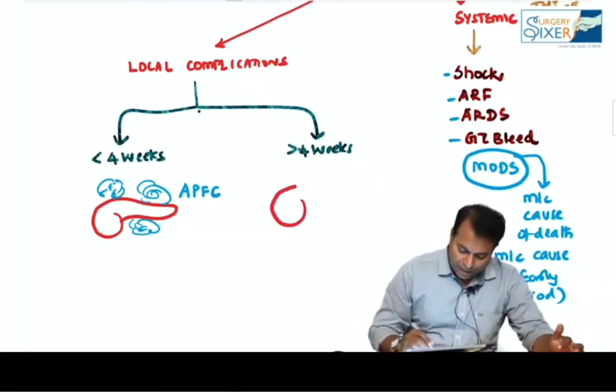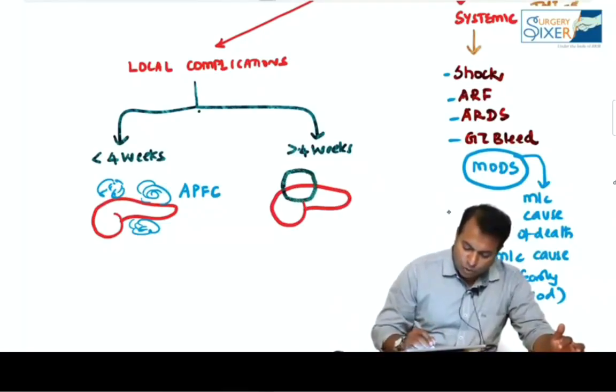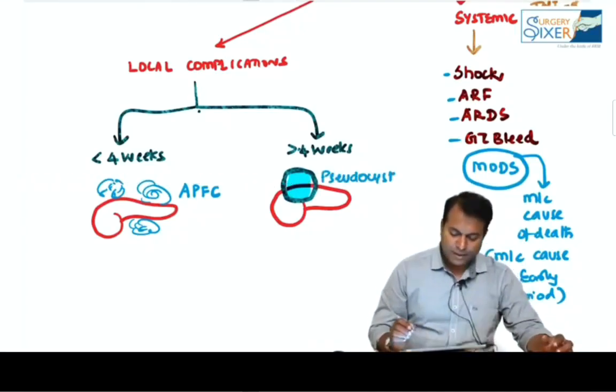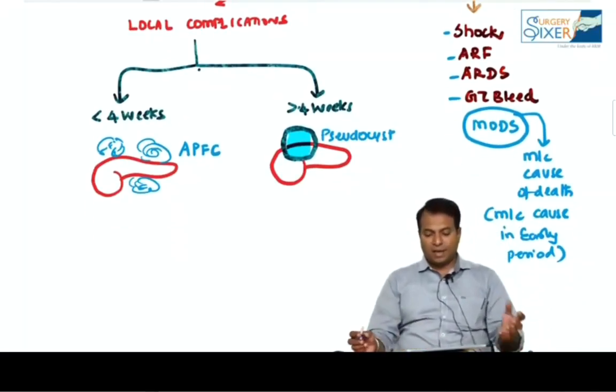This acute pancreatic fluid collection can form a well-defined wall without epithelium after 4 weeks. That is known as pseudocyst. So please remember, pseudocyst is formed after 4 weeks. So: acute pancreatic fluid collection, or pseudocyst.